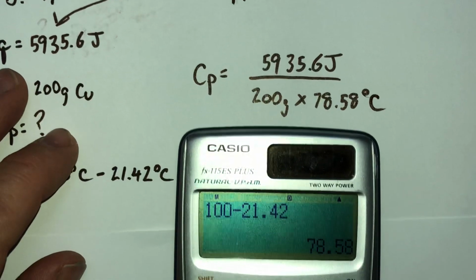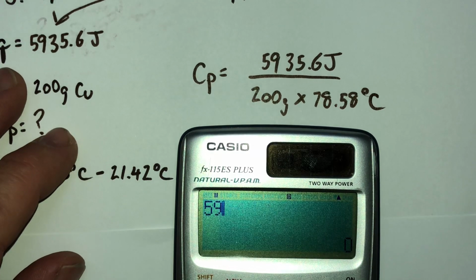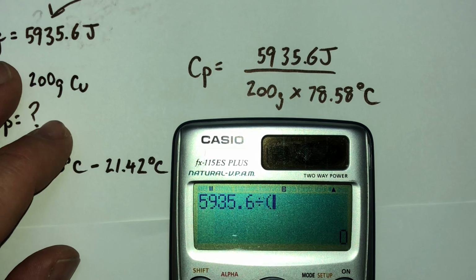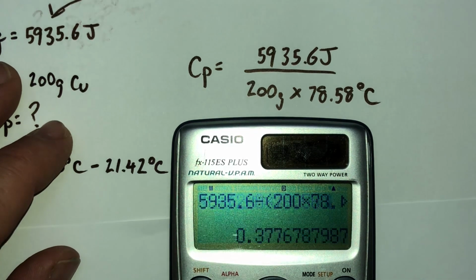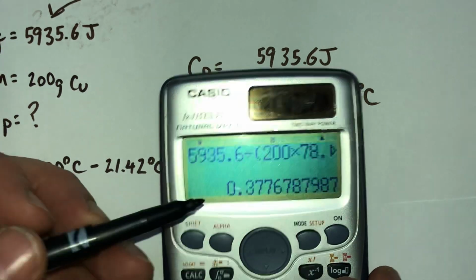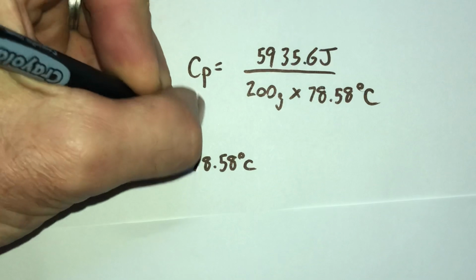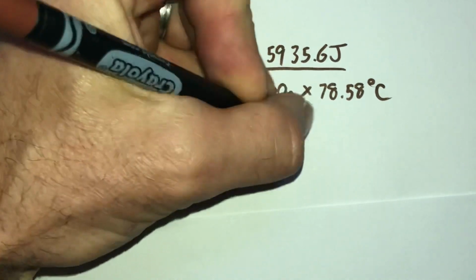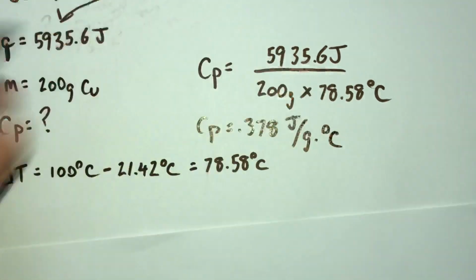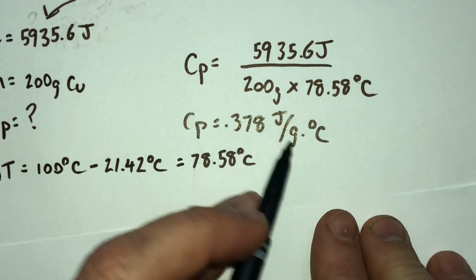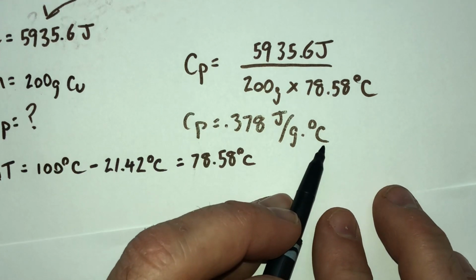Okay, so we have 5935.6 divided by 200 times 78.58. So there we go. That's our answer. 0.377 or 0.378 if we round it. So CP equals 0.378 joules per gram degrees Celsius. That means that it only takes 0.378 joules to make 1 gram of copper go up 1 degree Celsius.